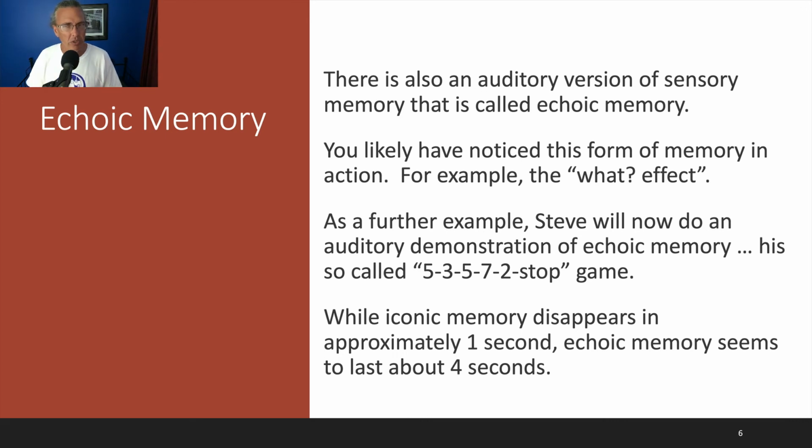So when we talk about the auditory memory version, we call it echoic memory, like an echo, right? The best way, I think, is that you know of this form of memory. You just may not have thought about it too much, and you certainly probably didn't think about it as memory. But I call this the what effect. So imagine the following thing.